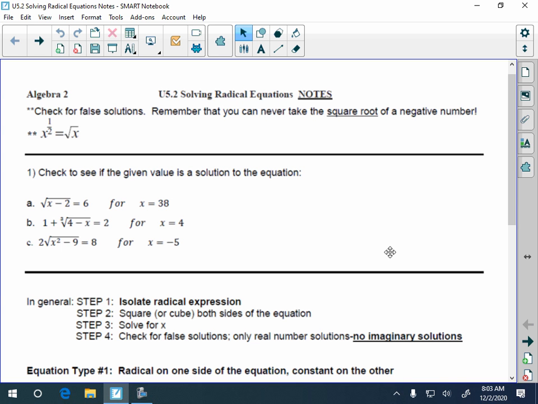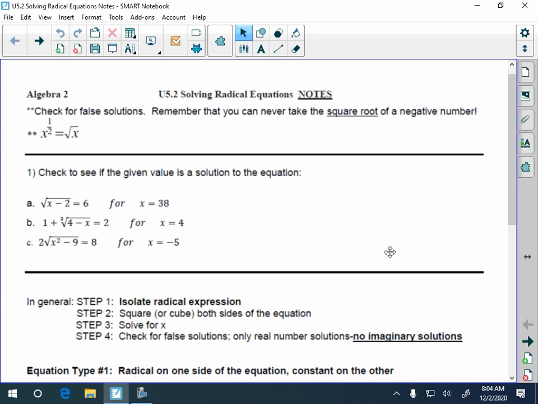So back to our rational exponents, x to the 1/2. Again, that fractional exponent is the same as the square root of x, and just like x to the 1/3 power is the same as the cube root of x, and so on. So what we want to do is first practice substituting numbers in and then simplifying them to see if the left side is equal to the right side. So we're checking to see if the given value for x is a solution to the problem.